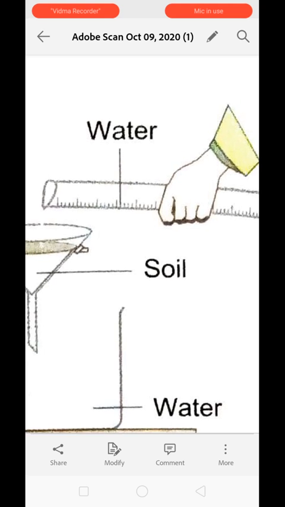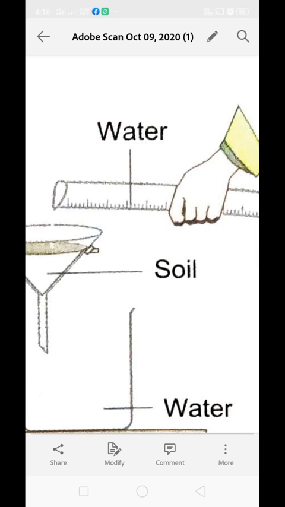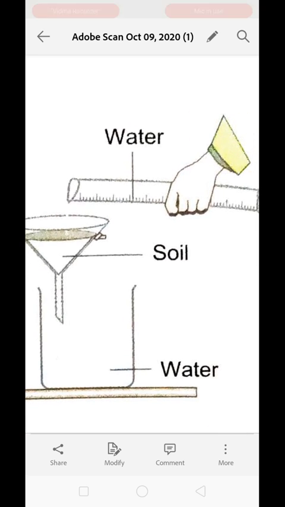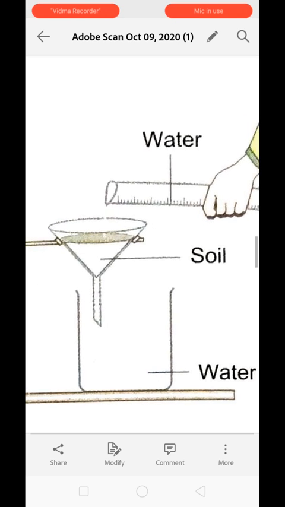The one which is held by hand is known as measuring cylinder. It has markings over there to measure the amount of water. Then we will measure 100 milliliter of water with the help of the measuring cylinder, and then we will pour this water over the soil which is kept in the funnel. After the water passes through the soil, it will be obtained in the beaker.